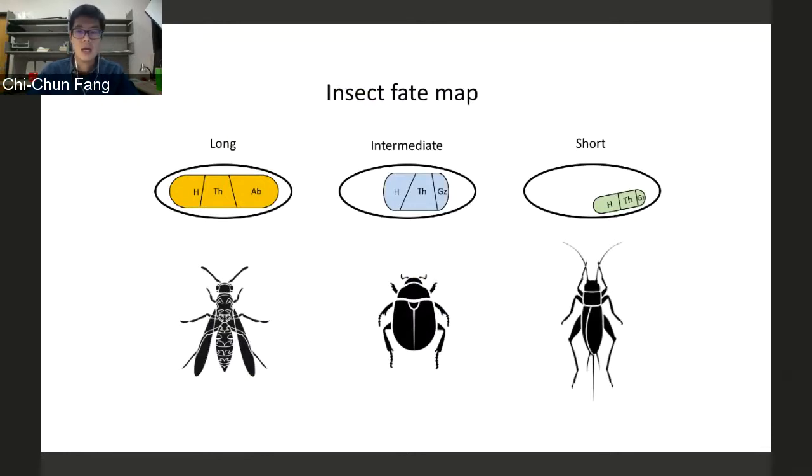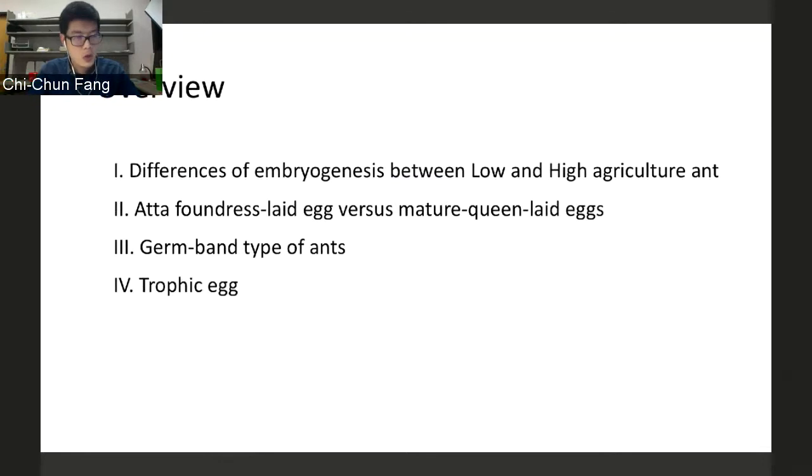Okay, and today I'm going to show you that's not the truth. That's not the whole story. So there are 4 things I want to show you. First, I will talk about ant embryogenesis, but I will involve 2 different species, except the Atta texana. I will also include Microcephalus smithi, and I will explain what high and lower agriculture mean later.